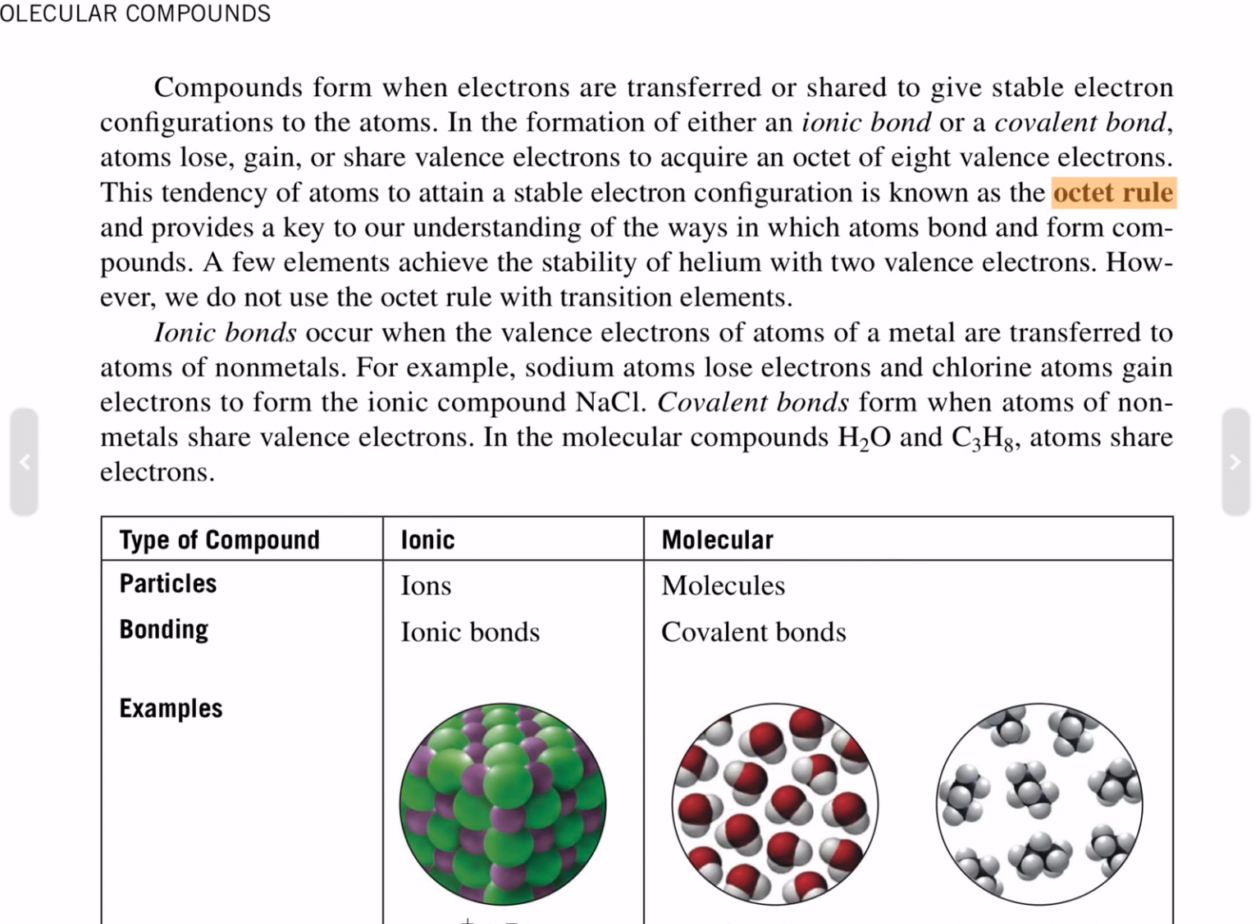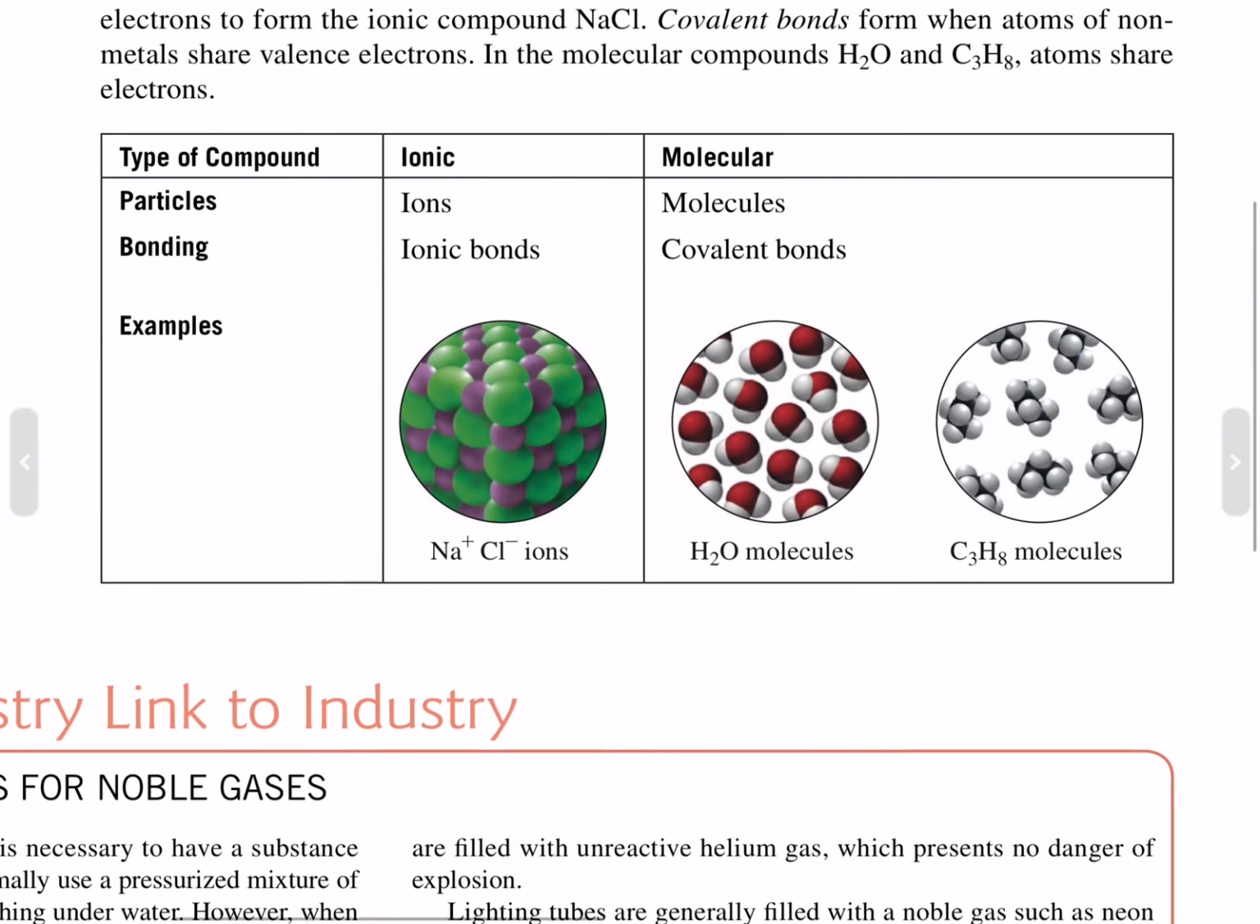Ionic bonds occur when the valence electrons of atoms of metals are transferred to atoms of nonmetals. For example, sodium atoms lose electrons and chlorine atoms gain electrons to form the ionic compound sodium chloride. Covalent bonds form when atoms of nonmetals share valence electrons. In the molecular compounds H2O, water, or C3H8, propane, atoms share electrons.